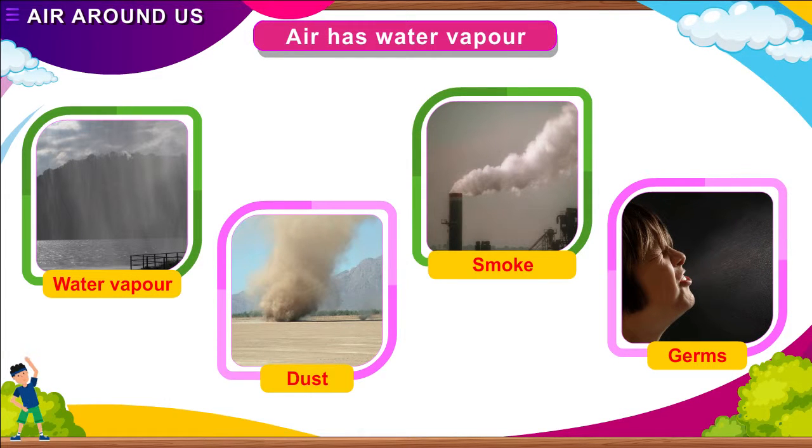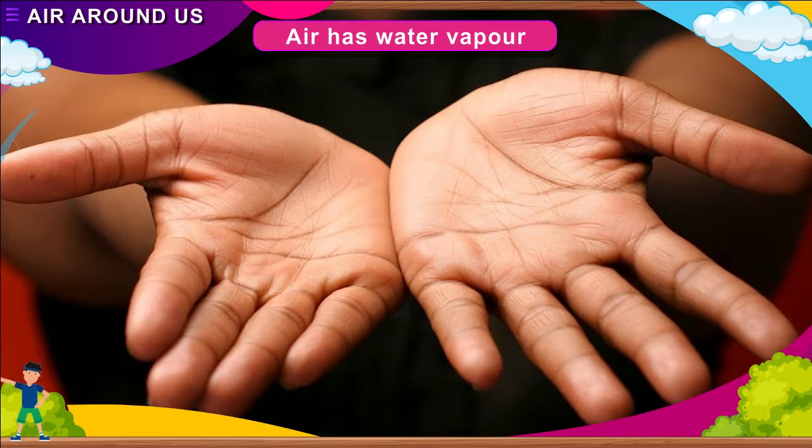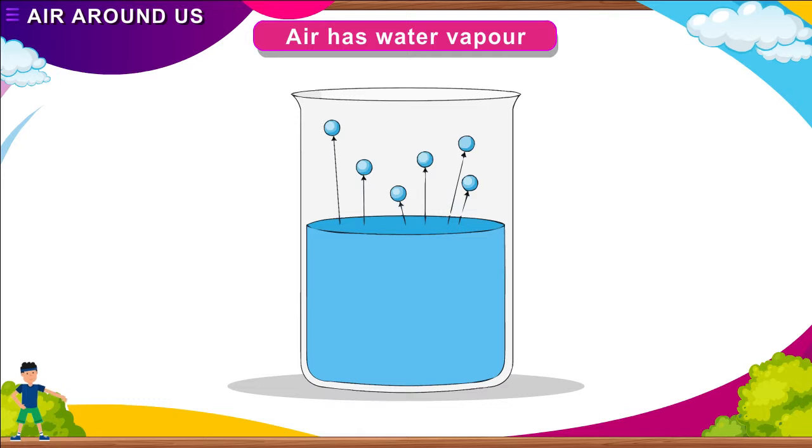Air has water vapor. After some time, check your palm. Your palm will be dry. Why does it happen? Where does the water go? The water changes into water vapor. Then, the water vapor mixes with the air.